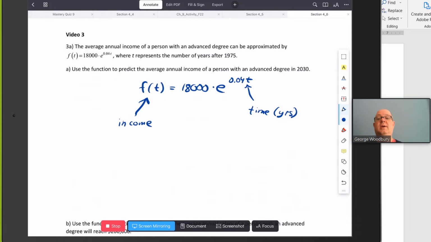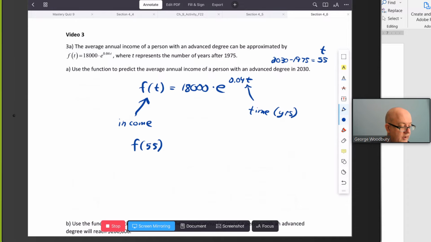and find the time. In this problem, it says use the function to predict the average annual income of a person with an advanced degree in 2030. So we're given the time. 2030, by the way, since this is the years after 1975, 2030 minus 1975 is 55, and that's our value of t. So we're just going to evaluate this function for t equals 55.